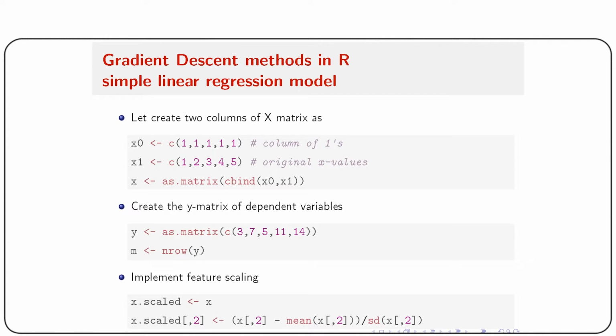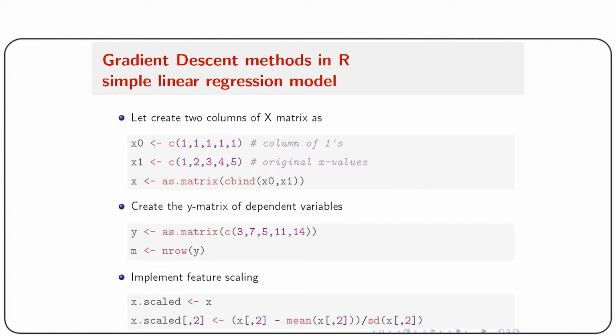So let's implement it in R. Let's create a 2-column X matrix, where X naught is 1 1 1 1 1 and X1 is 1 2 3 4 5. So X as a matrix, cbind with as.matrix of X naught and X1. Then create the Y matrix of the dependent variable as.matrix of c(3, 7, 5, 11, 14), which I entered arbitrarily.